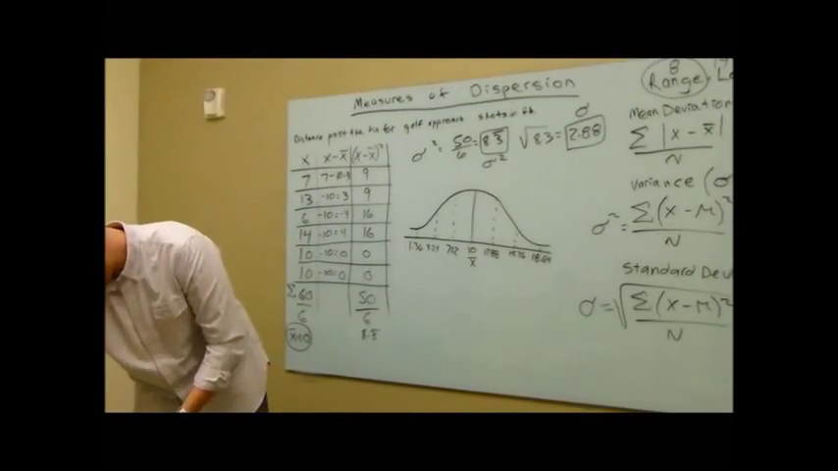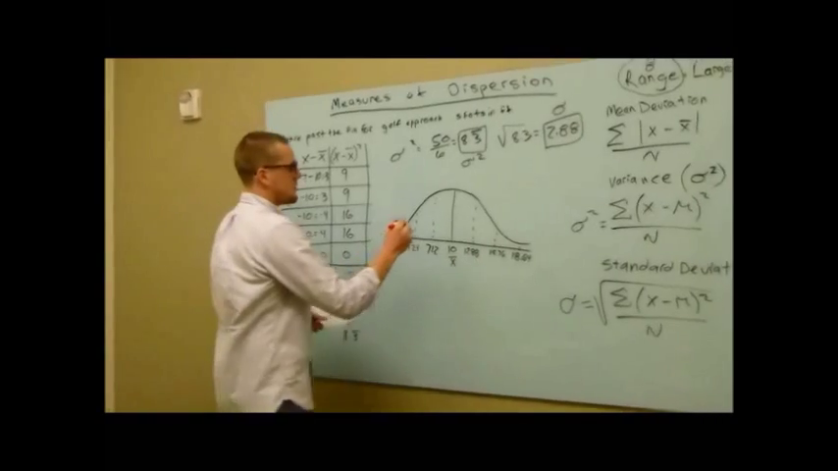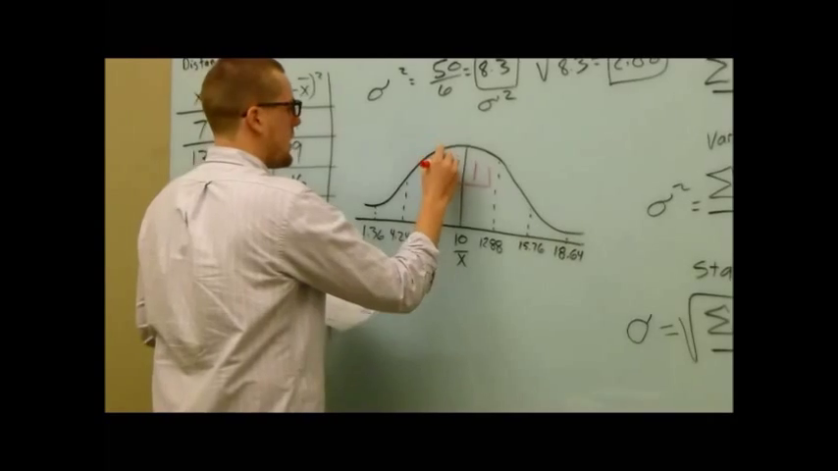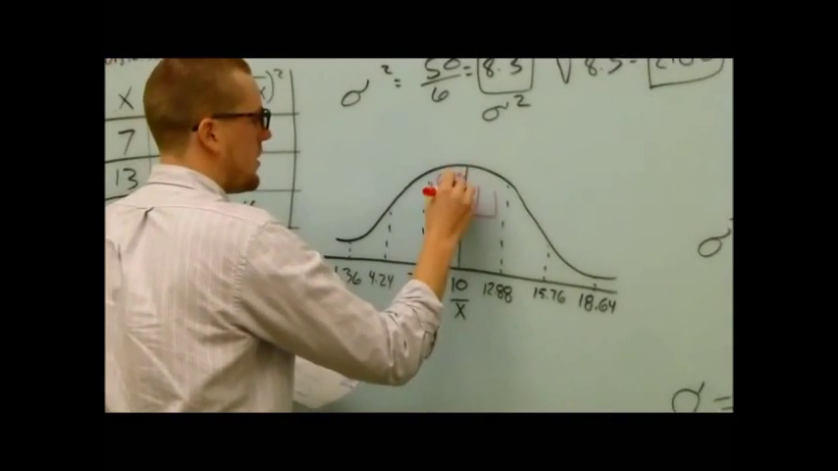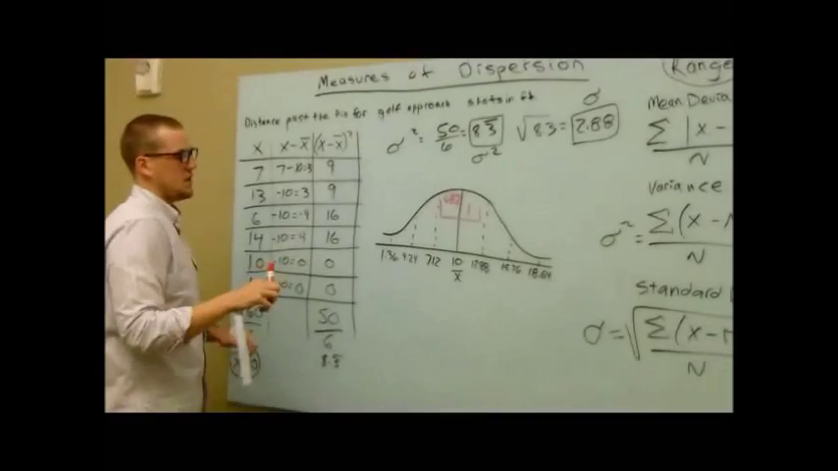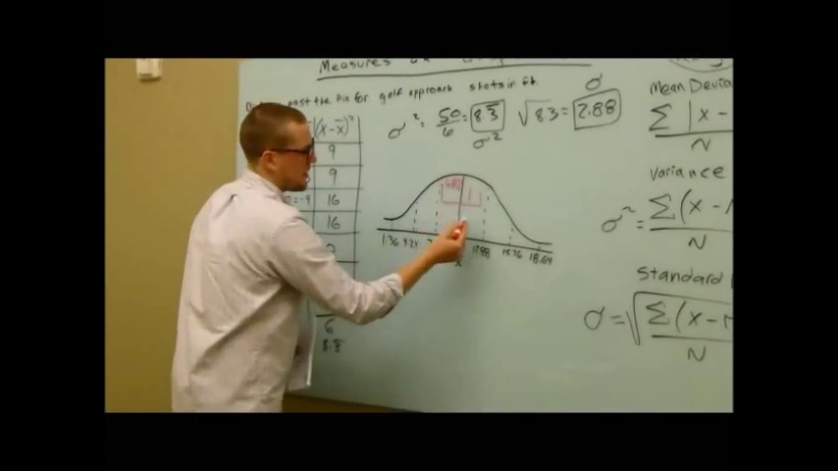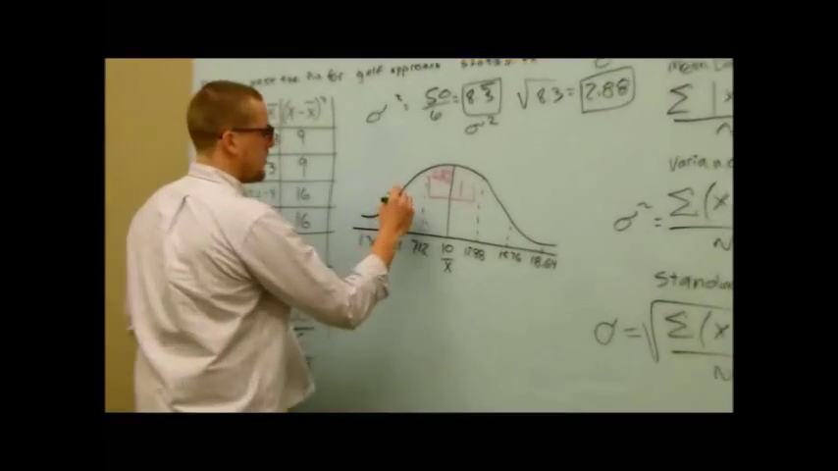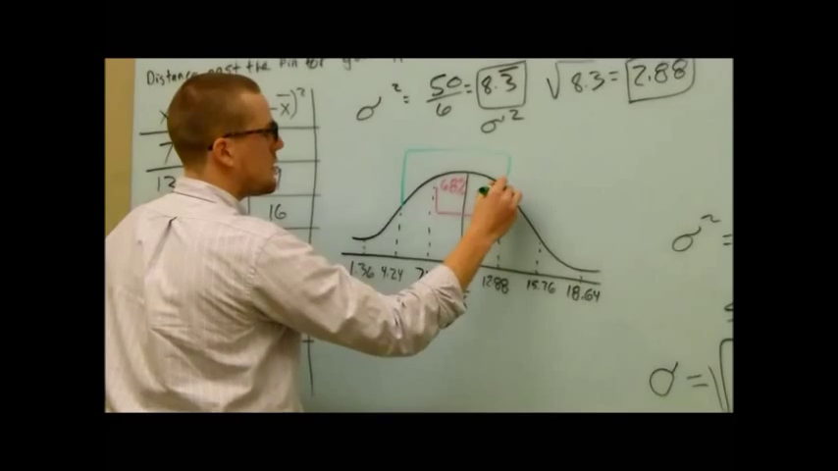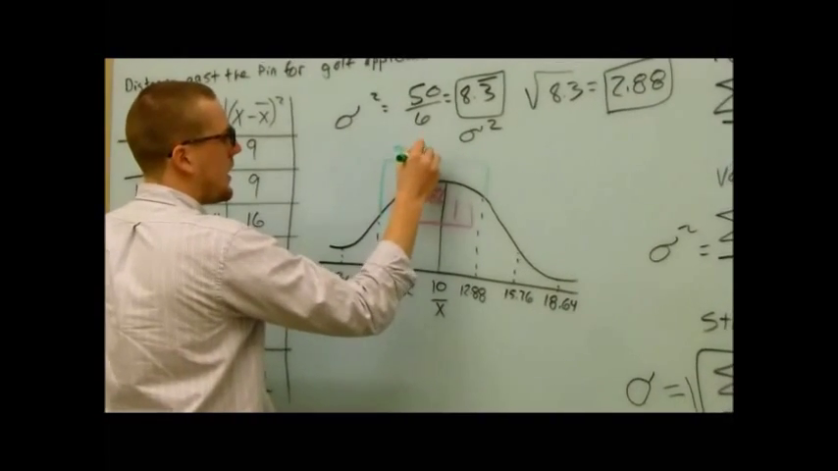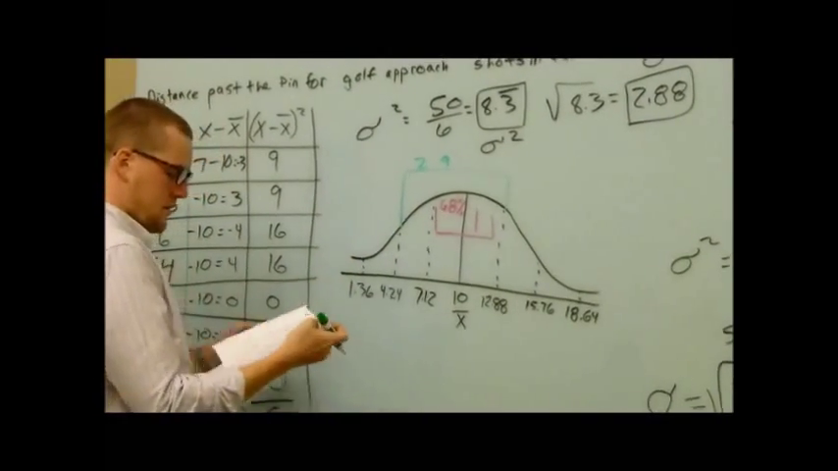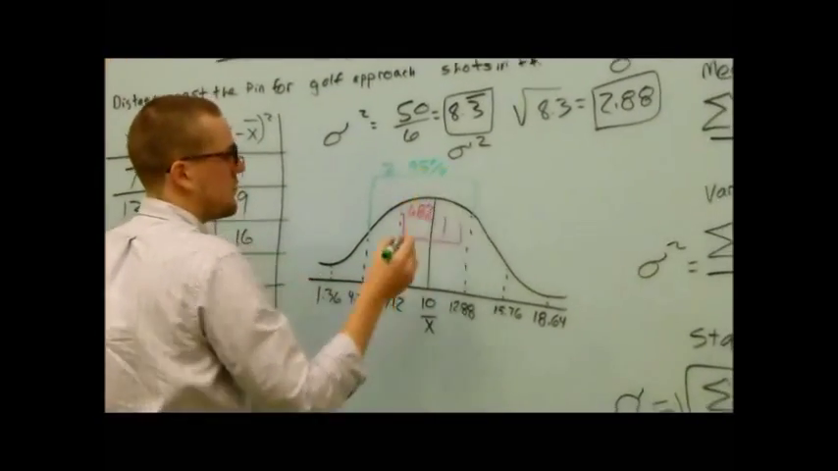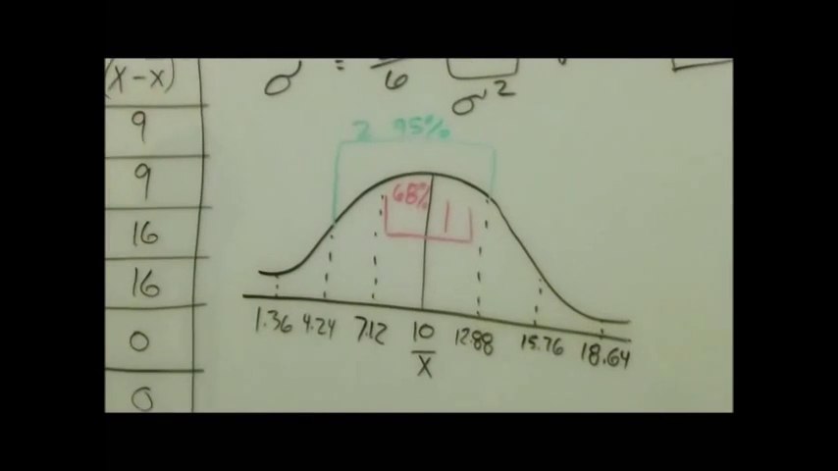So this will be the first standard deviation. From here to here is 1. 68% of the values will fall within 1 standard deviation of the mean. That's 1 standard deviation. And then within 2 standard deviations, 95% of data will fall within 2 standard deviations.